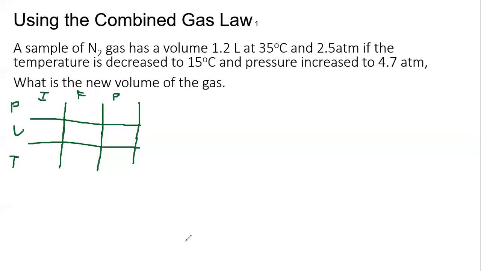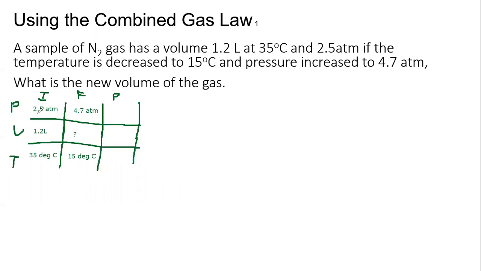So here our initial pressure, 2.5 atmospheres. Volume is 1.2 liters and 35 degrees Celsius. Final pressure, 4.7 atmospheres. Volume is what we're looking for. And temperature, 15 degrees Celsius.